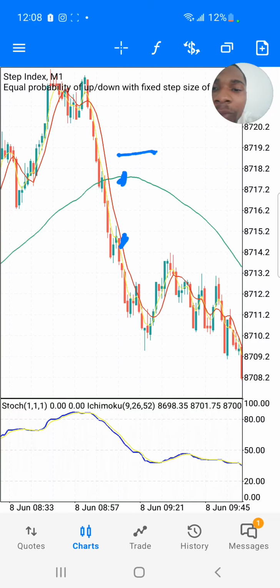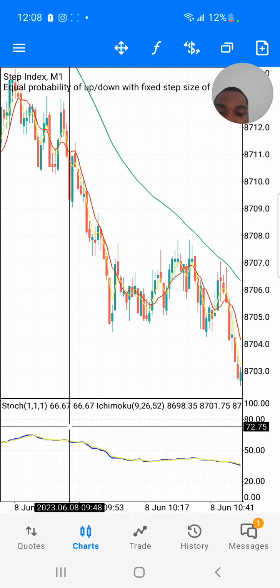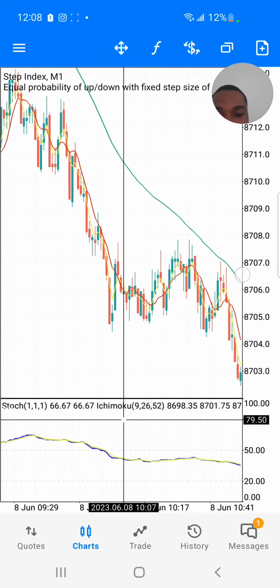Put your stop loss above the green moving average. And then where should you take profit? Beautiful. This is when you should take profit. This is what determines where you take your profit.